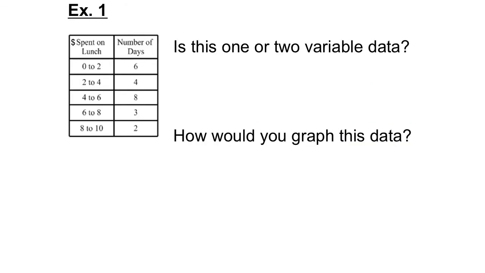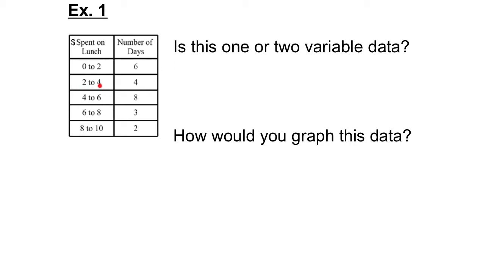Okay, so let's get to some practice. Example 1. Here I have a table of values. Dollars spent on lunch, number of days. Okay, so between $0 and $2 spent on lunch, that was for 6 days.